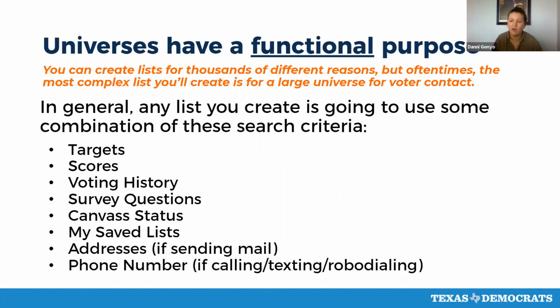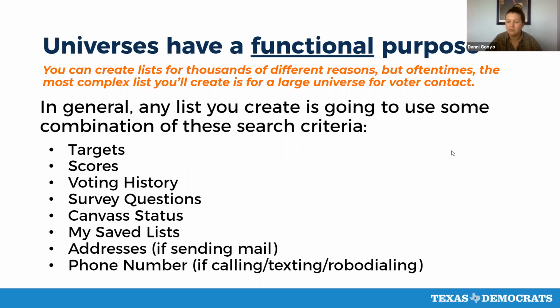So if you want to see a list of all the voters that your county party has contacted this year, that's not necessarily going to be used for voter contact purposes, but a universe is going to be a large list of voters that you want to contact, either in your campaign, in your county party, in your precinct, whatever it may be. And any list that you create for voter contact purposes is generally going to include some combination of these things. Doesn't have to include all of them, but generally probably some of these: targets, scores, voting history, survey questions, canvass status, using other saved lists that you have, addresses, and phone numbers.